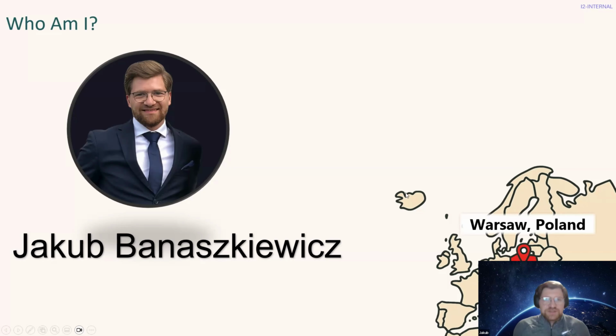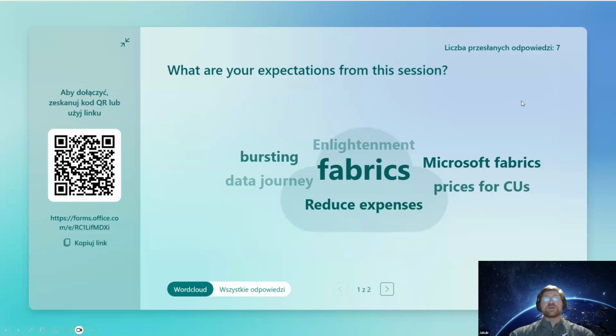My name is Jakub Banaszkiewicz. I'm a data engineer in one of Microsoft partners, APN Promise in Poland. And I really wish to talk today about the optimization of Fabric capacity usage. I will tell you about a few functionalities and how you can manage it more efficiently.